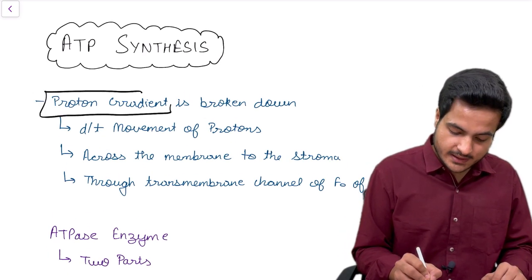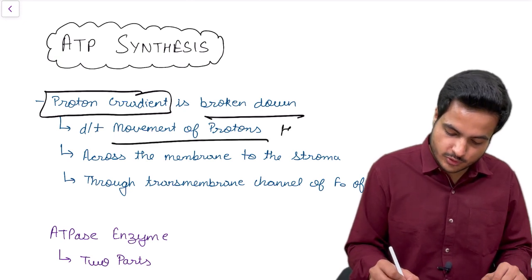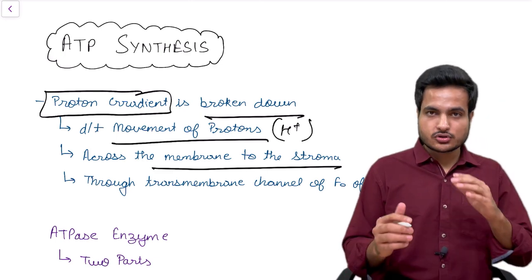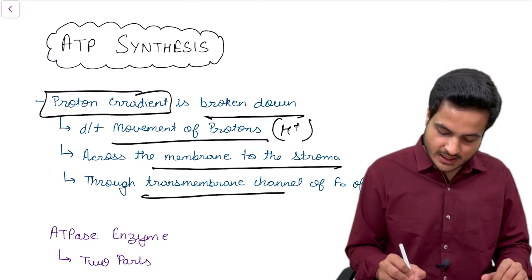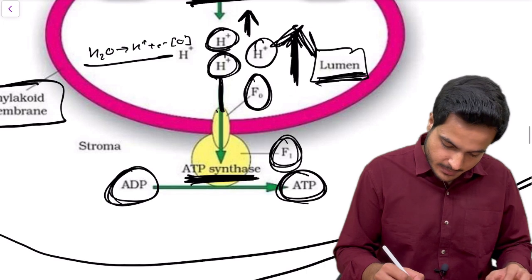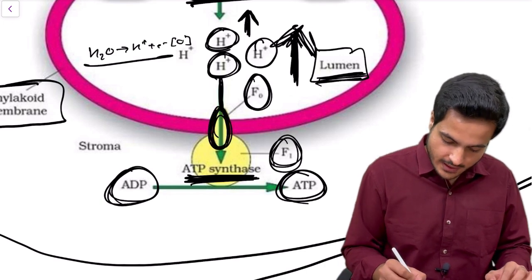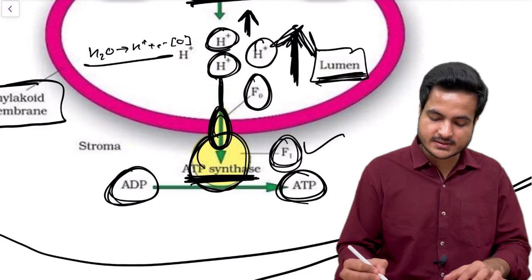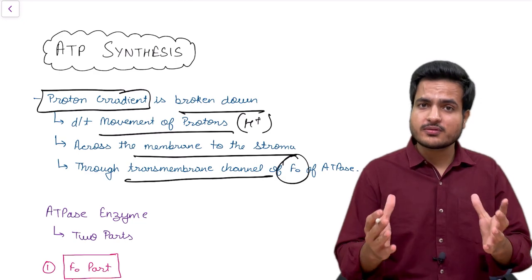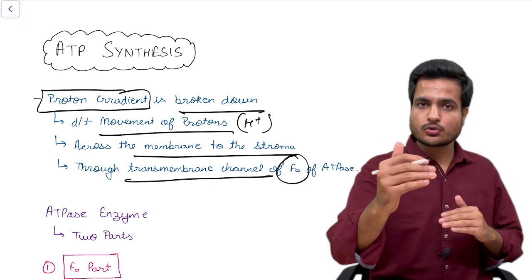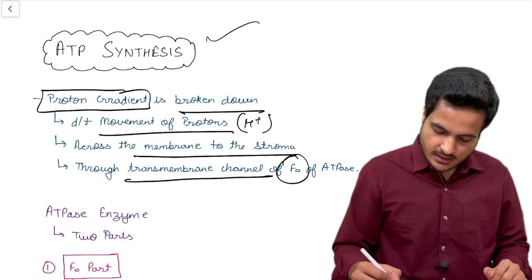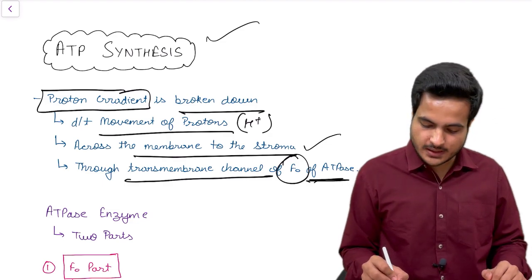When this proton gradient is broken down, that is due to movement of protons, that means H plus ions, across the membrane from the lumen to the stroma through the transmembrane channel of F0. I already mentioned that the transmembrane part of this enzyme is F0 and the bulging out part is the F1 part of this enzyme. So here we are seeing this gradient is broken down due to the movement of protons from the lumen to the stroma, through this transmembrane part of the enzyme ATP synthase, that is called the F0 part.